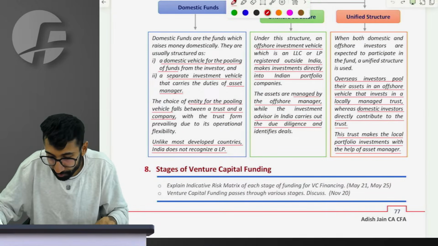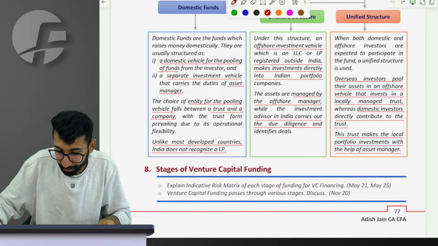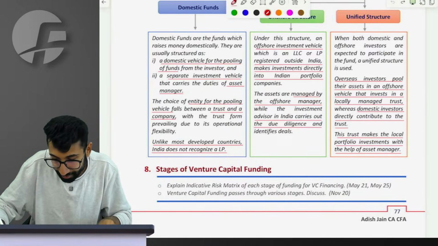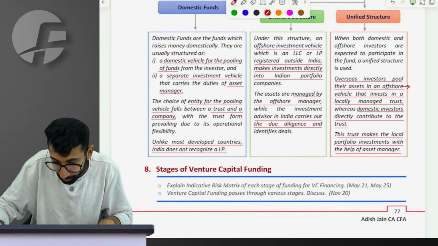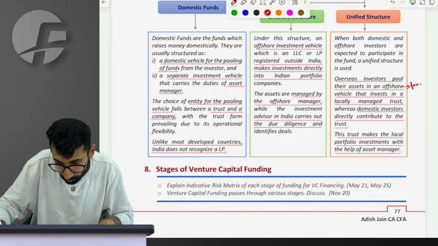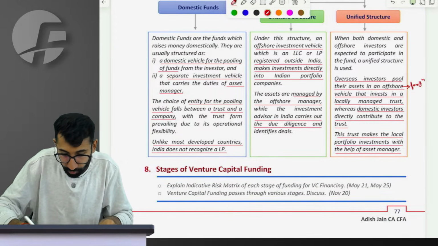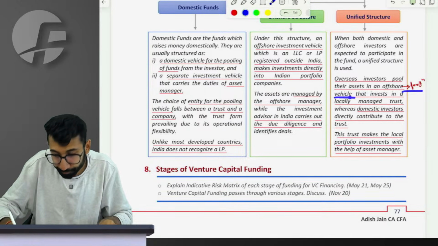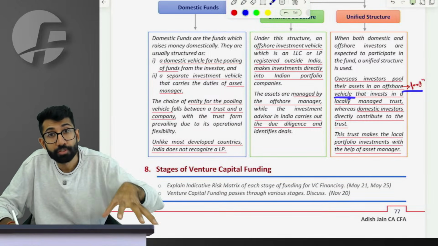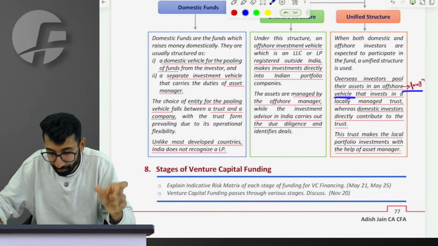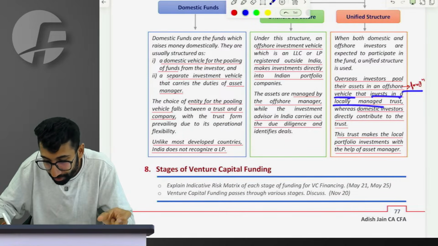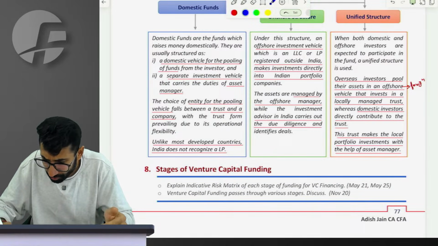So overseas investors pool their money in an offshore, which means a foreign vehicle. The pooling vehicle, that trust which collects the money, is a foreign vehicle that invests in a locally managed trust.